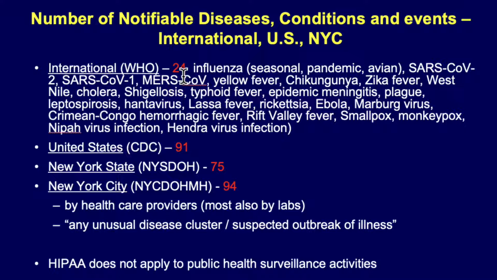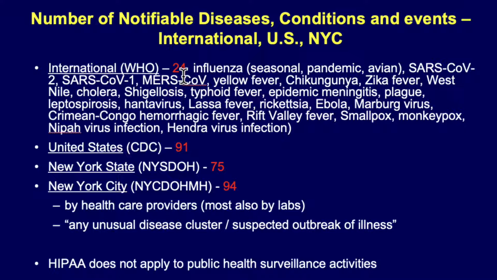So an important caveat to the reporting requirements to note is that there are 94 specific diseases that are reportable in New York City. But in NYC's health code, there's added language that says, in addition to these 94 things, any unusual disease cluster or suspected outbreak of illness is also reportable.